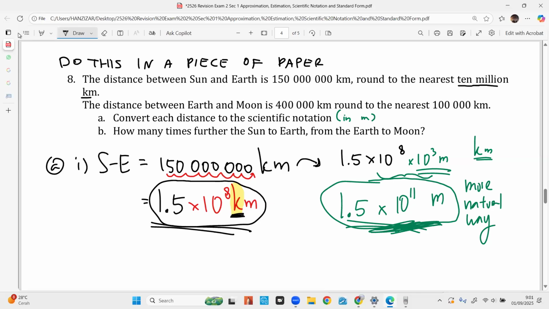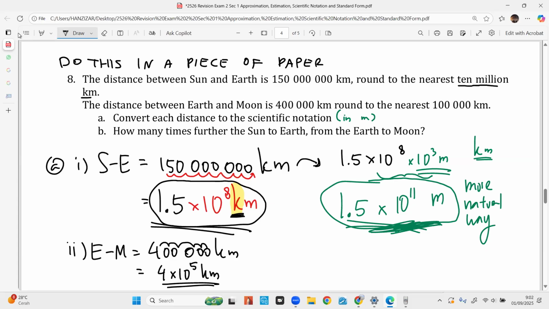Still question A, A2. Earth to Moon, 400,000 kilometer. So you will convert this into 4 times 10 power 1, 2, 3, 4, 5 kilometer. Still kilometer. You don't change the unit. But if you want to change the unit instead, 4 times 10 power 5 kilo. Kilo is also 10 power 3 meter, right? So 4 times 10 power 8 meters.